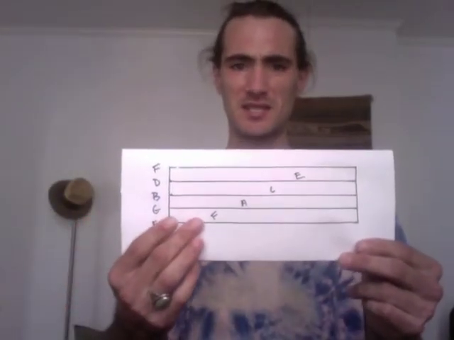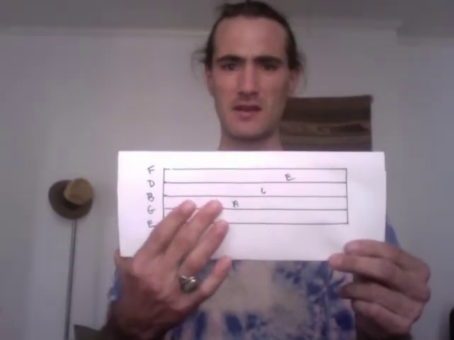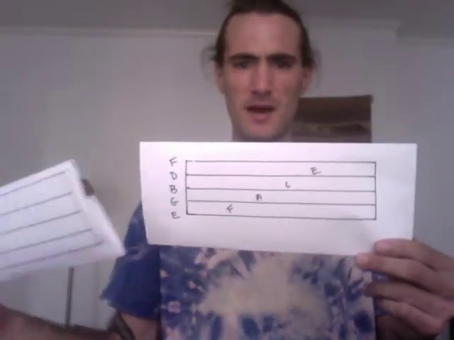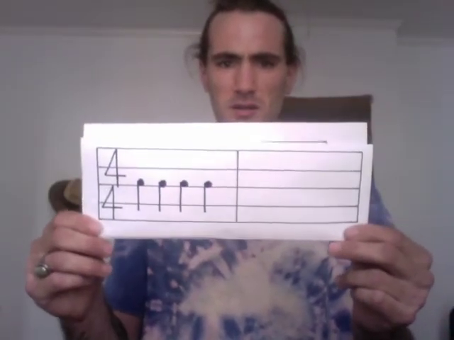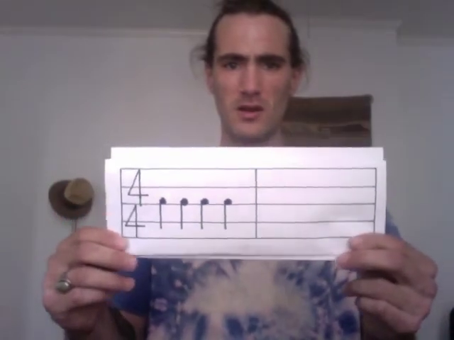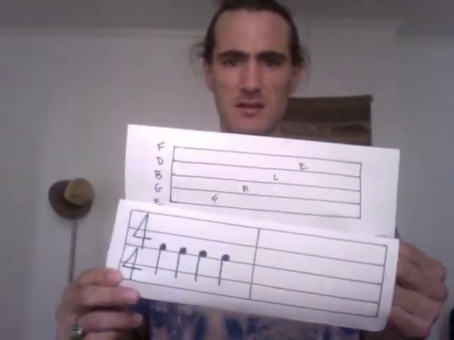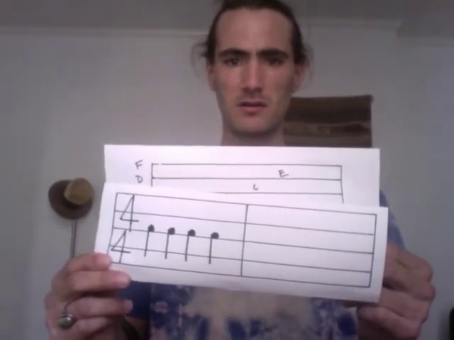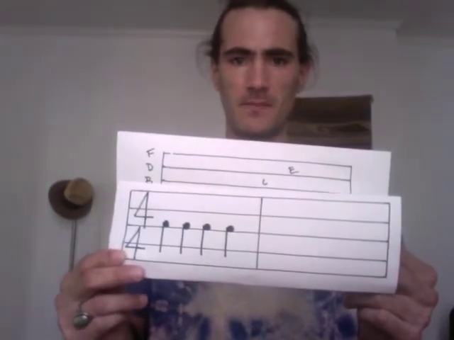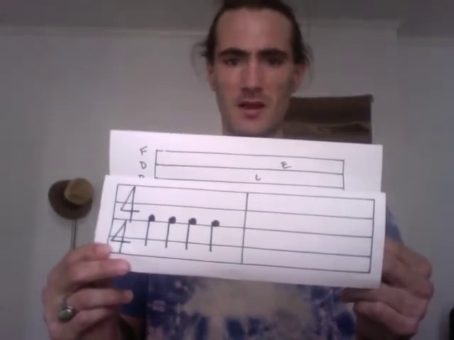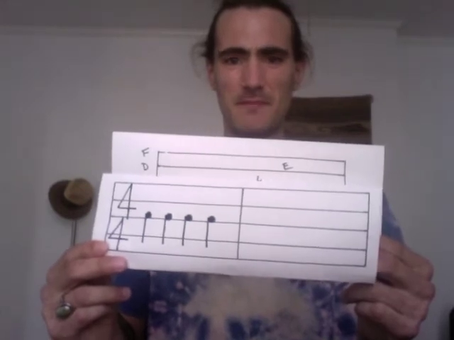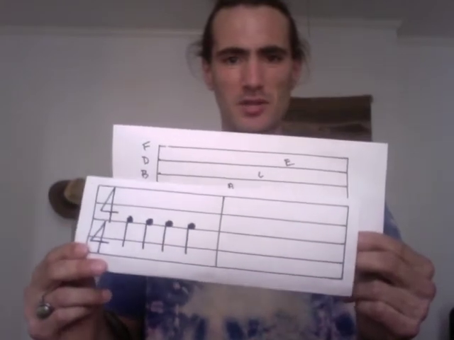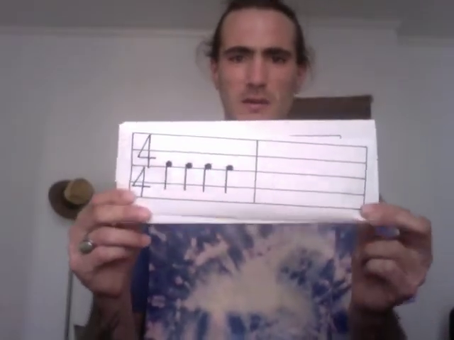The names of the spaces spell out the word face. F, A, C, and E. What do we notice about these quarter notes? They are all written in the space that corresponds to the note F. They're all written in our F space. Trying to get them to line up. C, the second space from the top. The third space from the bottom, 1, 2, 3, is where the note C would go.